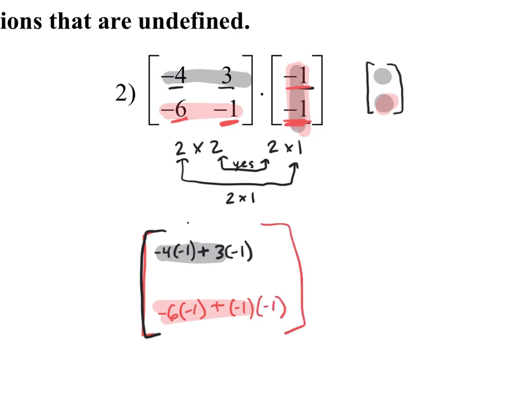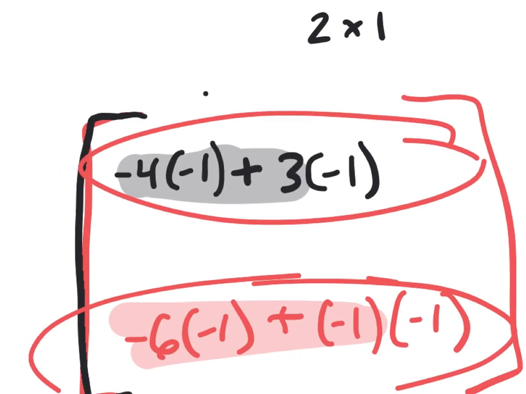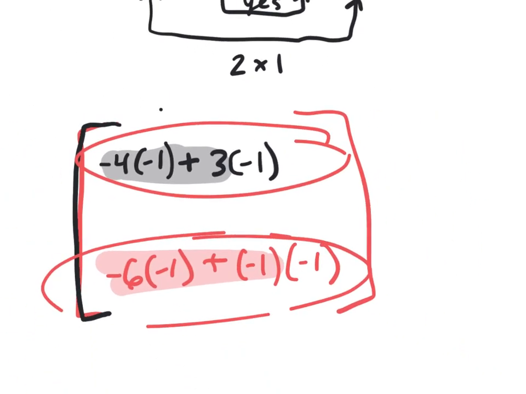Alright, now let's solve this out. So we have our first number here and our second number here, and we only need 2 numbers. So we're good. We just need to work out the math now. So -4 times -1 gives us what? +4, plus, what's 3 times -1? -3. What is 4 plus -3? 1. Awesome. So that 1 goes in our first row, first column spot.